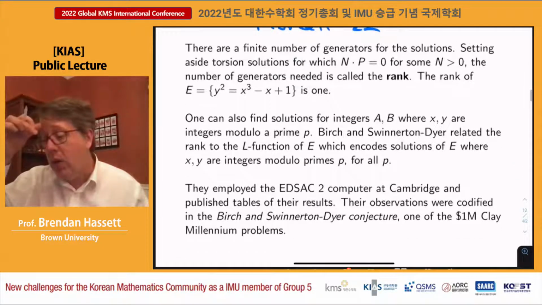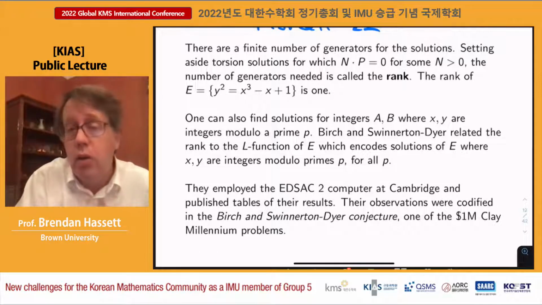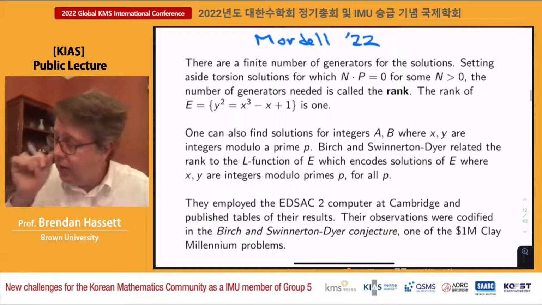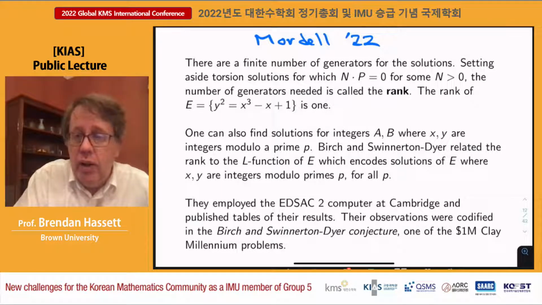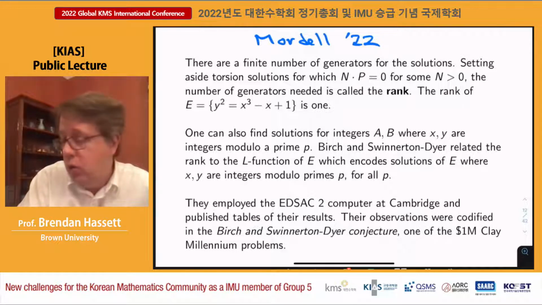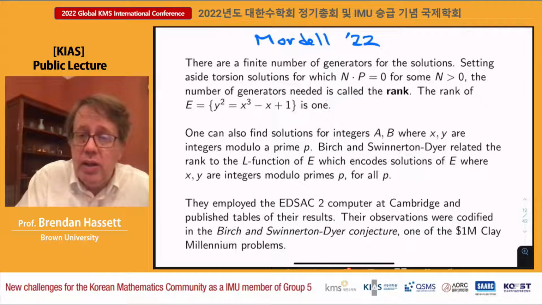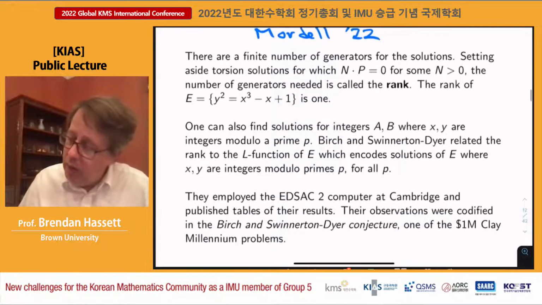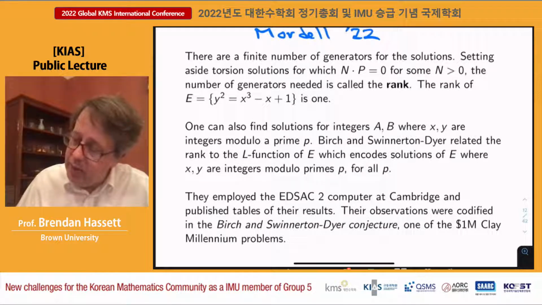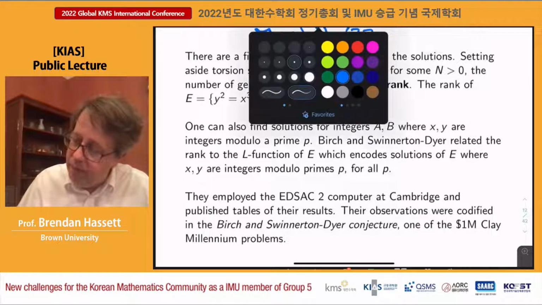And then ignoring the torsion, the number of generators that we need in order to get all the solutions is an important invariant called the rank. So this is the rank of this elliptic curve: the number of generators that you need to get the solutions, ignoring the torsion. The rank in the example that we just presented is equal to 1. I'll come back to the next statement a little bit later and give more detail.